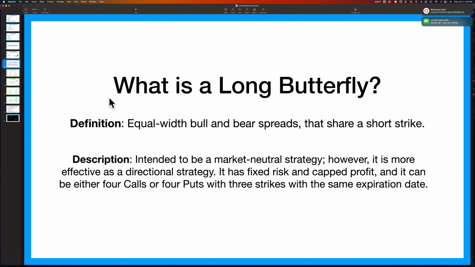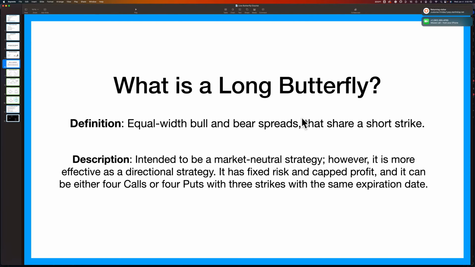So what is a long butterfly? The definition that is well known is that it's an option strategy, first of all. It has equal width bull and bear spreads. This is a particular type of long butterfly that we call a symmetrical butterfly, where it's made up of two spreads, a bull spread and a bear spread, and they both have exactly the same width, and they share a short strike. So when you put the risk graph together, it looks like a pyramid with feet.